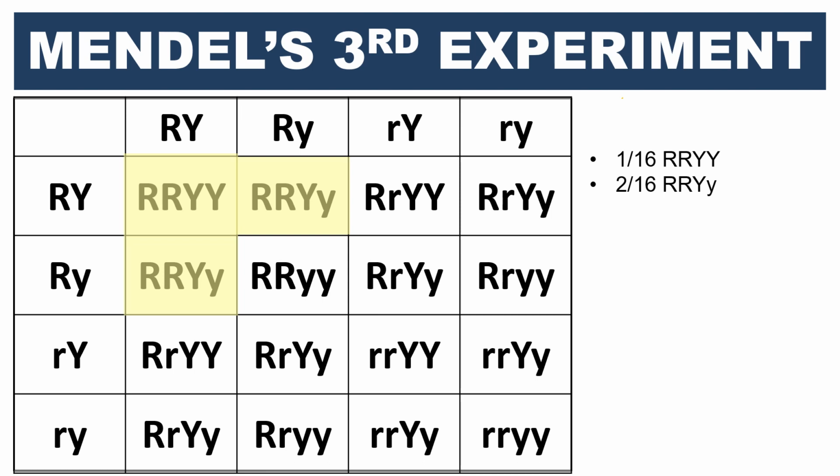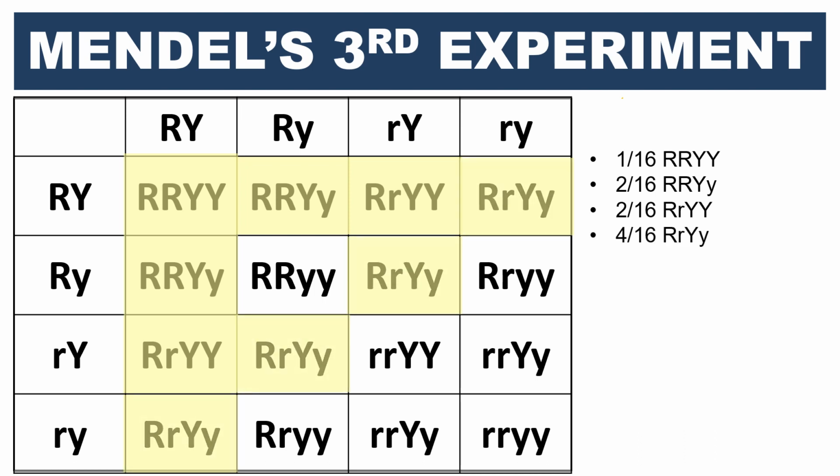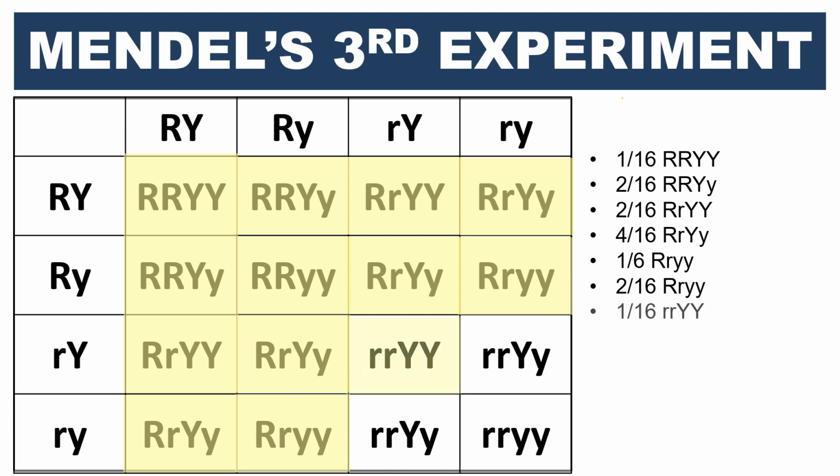1/16 homozygous round and homozygous yellow, 2/16 homozygous round and heterozygous yellow, 2/16 heterozygous round and homozygous yellow, 4/16 heterozygous round and heterozygous yellow, 1/16 homozygous round and homozygous green, 2/16 heterozygous round and homozygous green, 1/16 homozygous wrinkled and homozygous yellow, 2/16 homozygous wrinkled and heterozygous yellow, and 1/16 homozygous wrinkled and homozygous green.